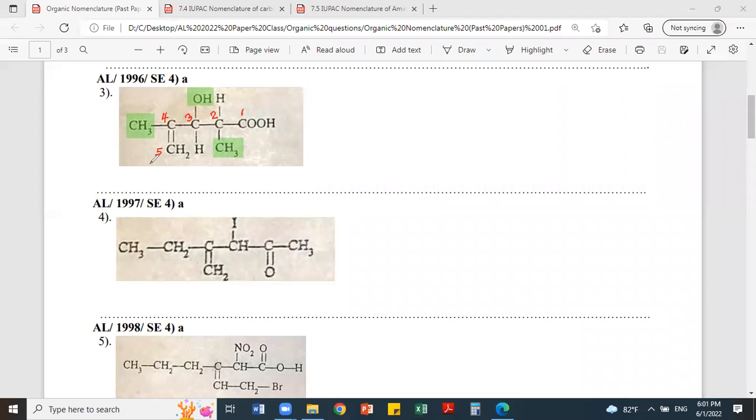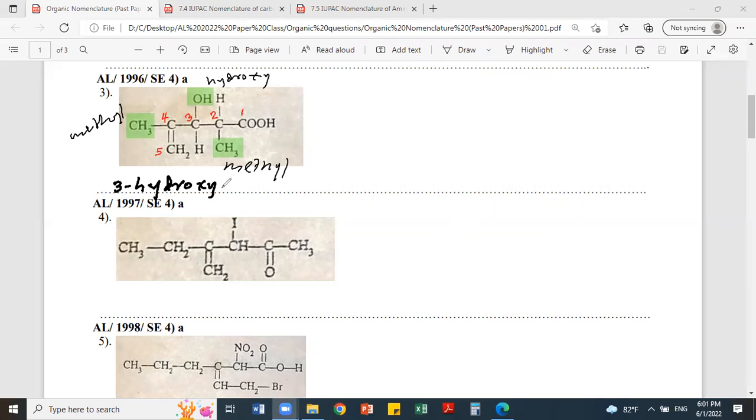So what should come first? This OH is hydroxy. This is methyl. Then you get 3 hydroxy. What should come first? Because A, B, C, D, F, H come before M. H comes before M. Then you can write 3 hydroxy. 2,4 dimethyl.